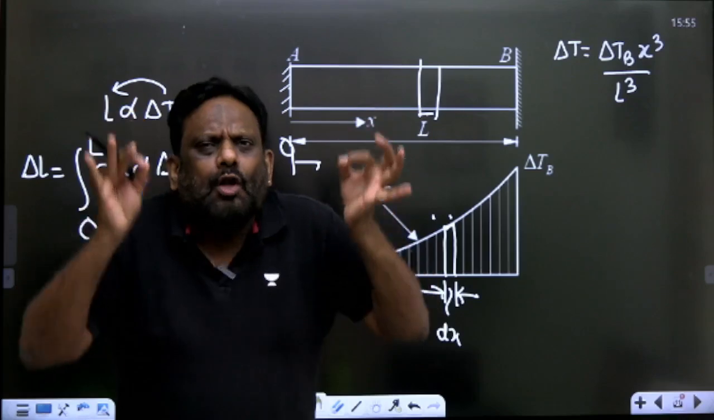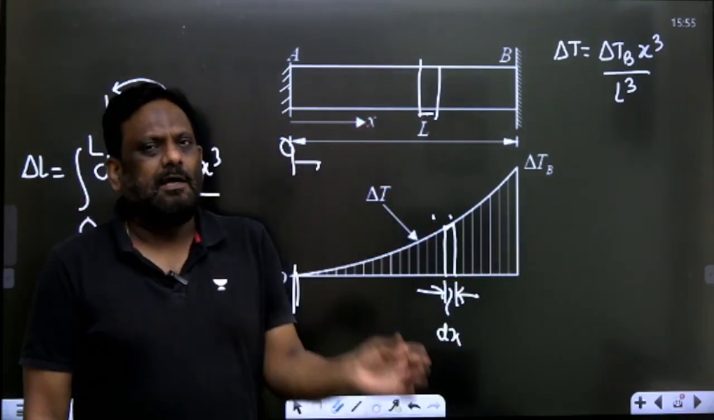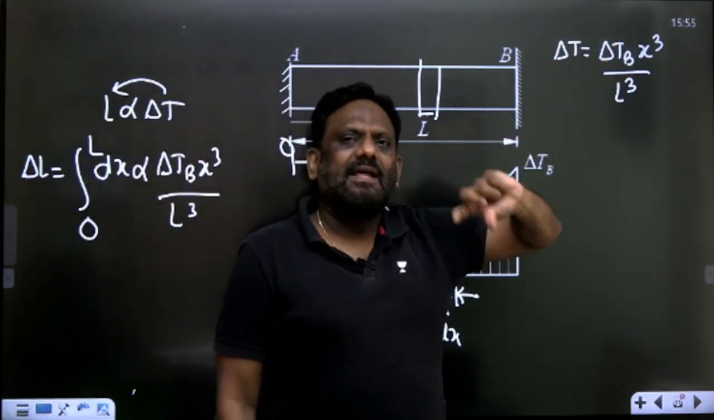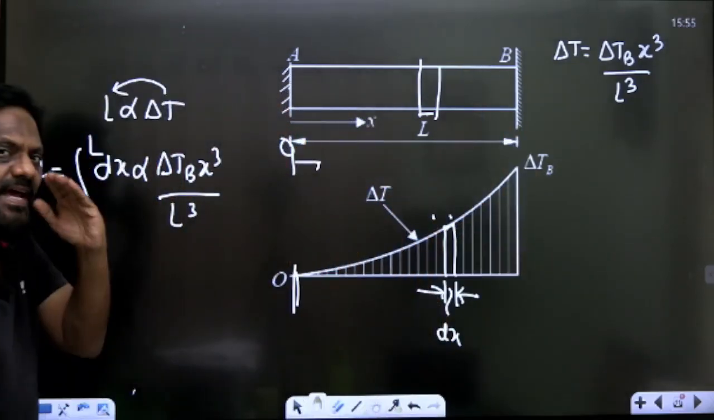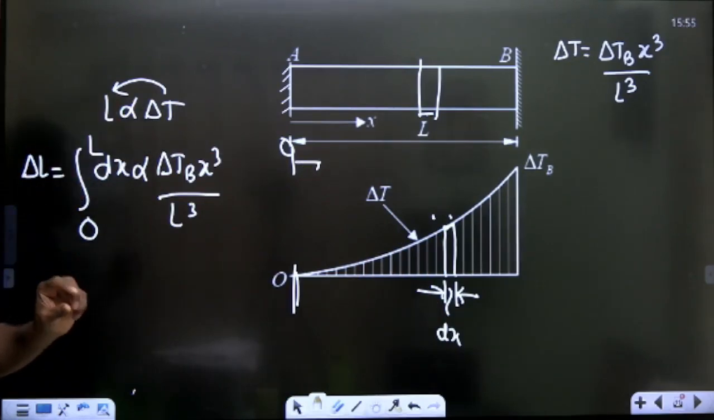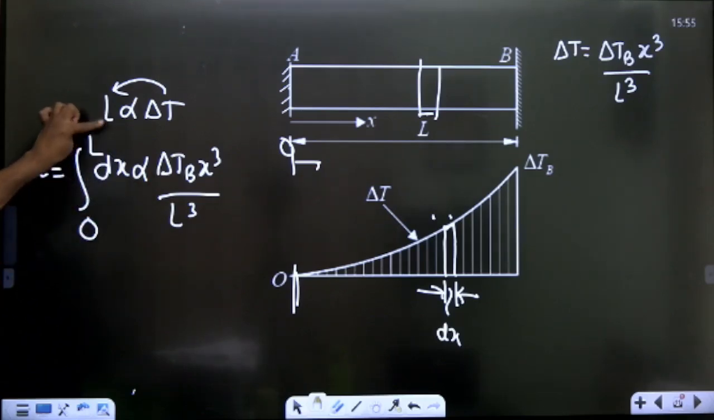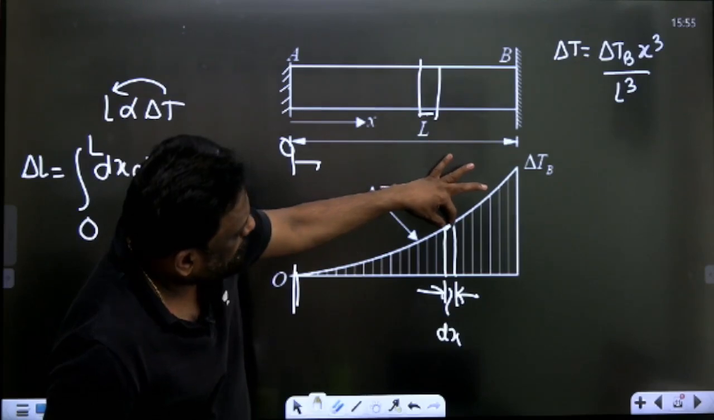In all non-uniform heating, this is what you have to do. There is no big rocket science in it. Let us take a small length. Delta t is a function of x. If delta t is varying with x, I will take a very small length dx. So the free expansion is given by L alpha delta t. If I take the length as very small, it will be dx. So L is dx. And why dx? Because in a small length, the temperature difference is almost the same.